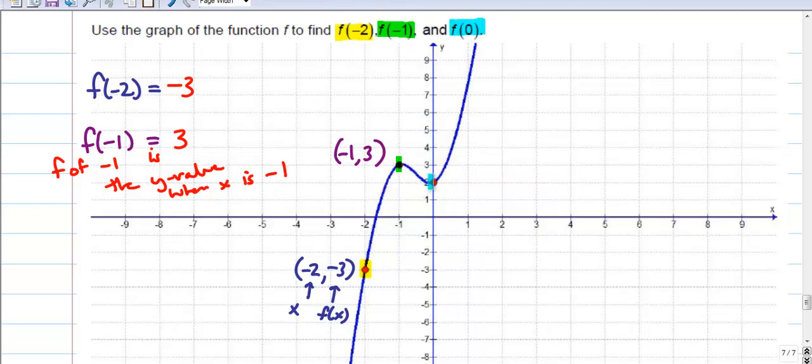F of 0 is the y value when x is 0. So on my graph, when x is 0, the y value is 2. So f of 0 is 2. So it's kind of funny, all those hard ones, and then boom, that's all. And so this should be able to definitely assist you on getting ready for chapter 2.